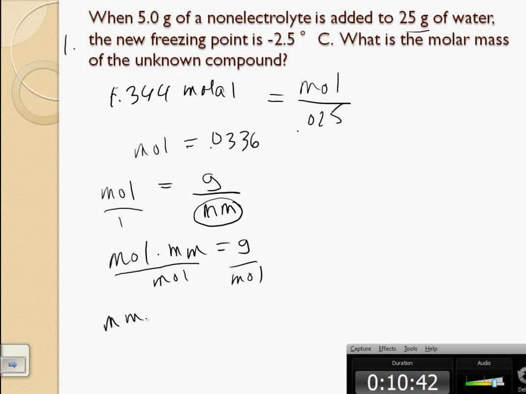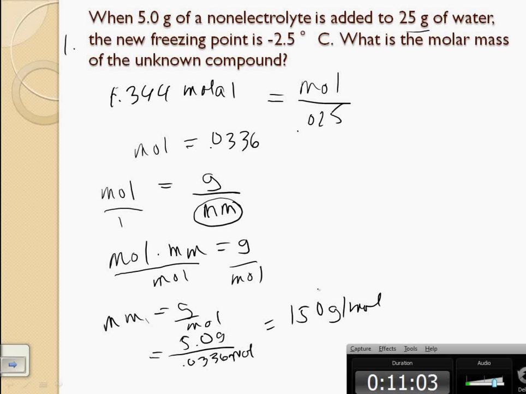So my molar mass is grams per mole. Makes sense, those are the units. So it's going to be 5.0 grams over 0.0336 moles, and that's going to give me 150 grams per mole when I have just 2 sig figs. Okay, and that's going to do it.